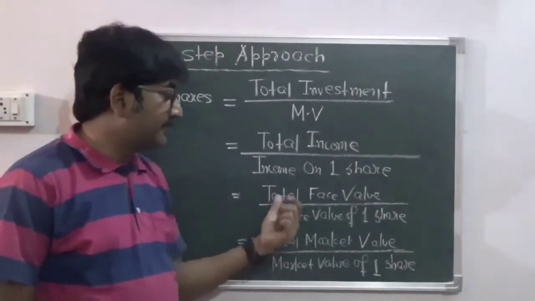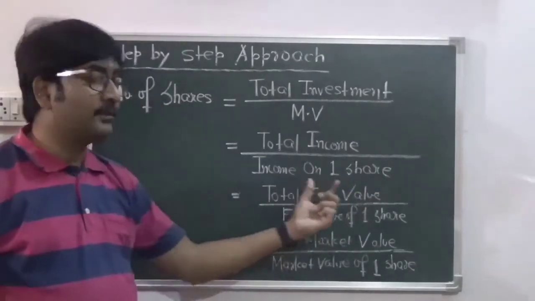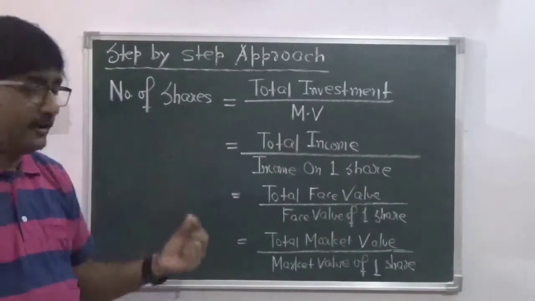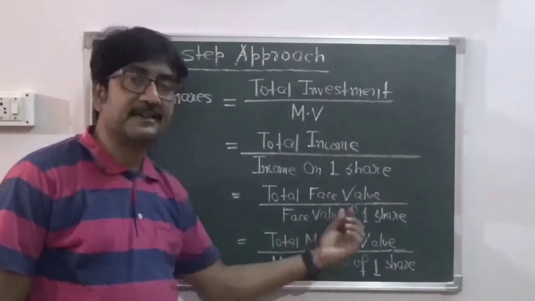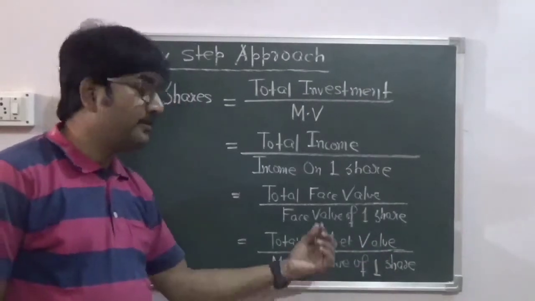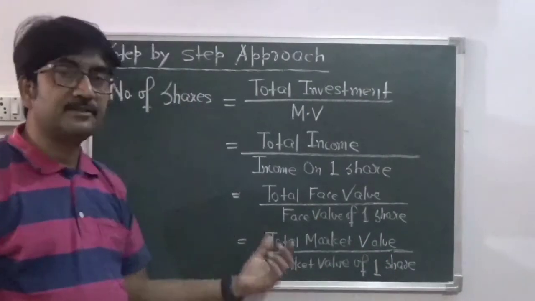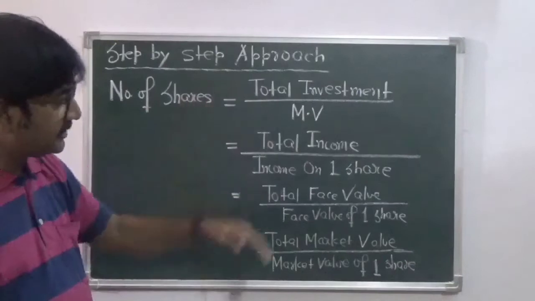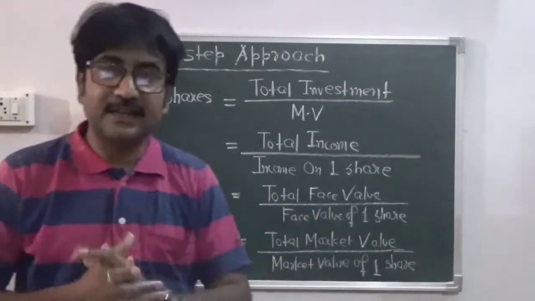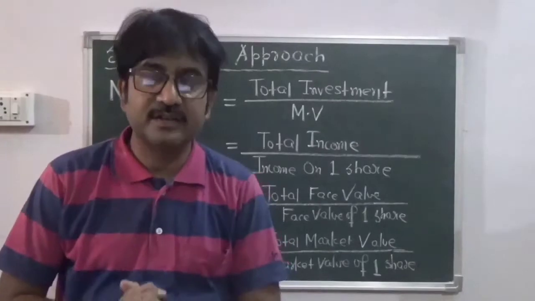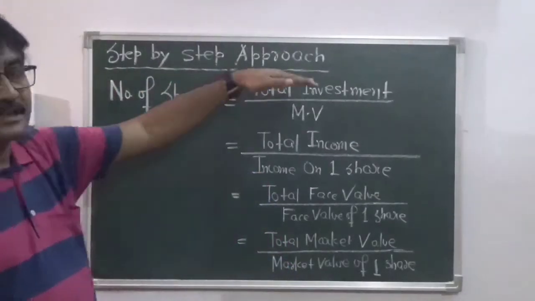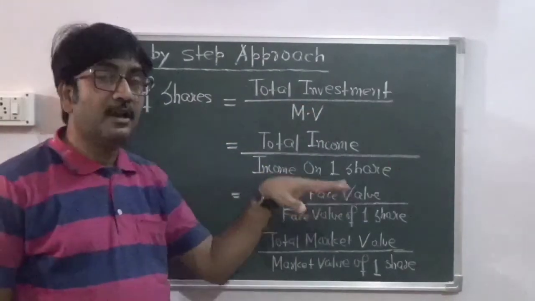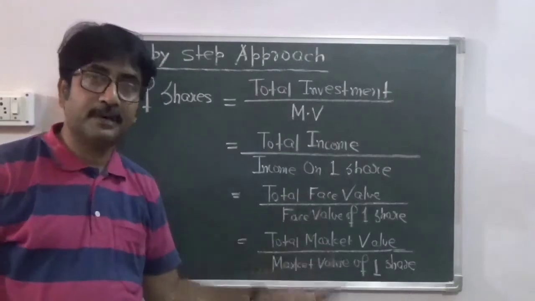Or if we know the total face value and the face value of one share, then the ratio of these two will give the total number of shares. Or else, if we know the total market value and the market value of one share, then the ratio of these two also gives the total number of shares. So these are the 4 ways by which we can calculate the number of shares purchased: on the basis of the investment, the total income, the total face value, or the total market value.